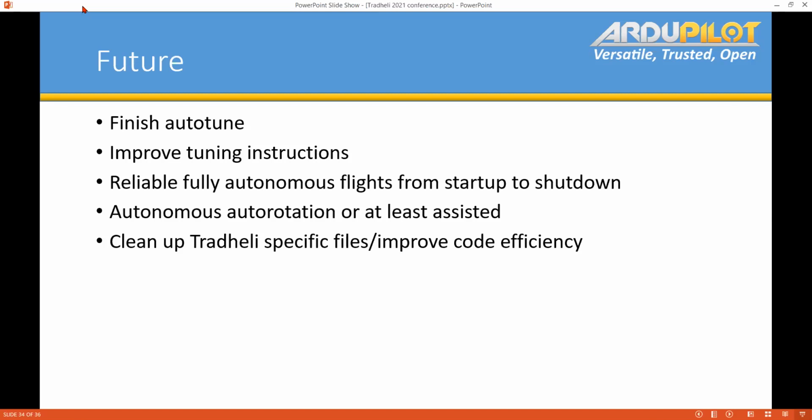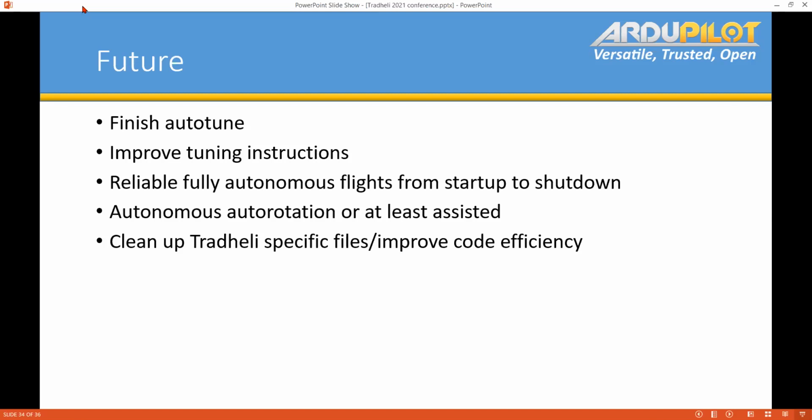So yeah, my last point there is just to clean up the Trad Heli specific files and improve code efficiency. So it's a long-term goal there. That's pretty much all I got. And if there are any other questions, I'd be happy to answer or discuss.